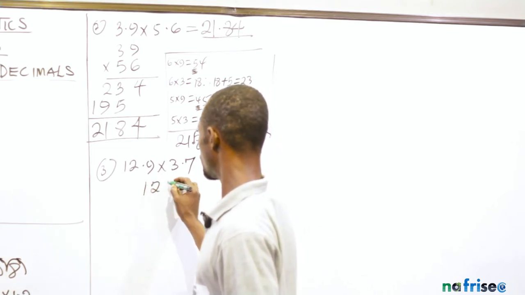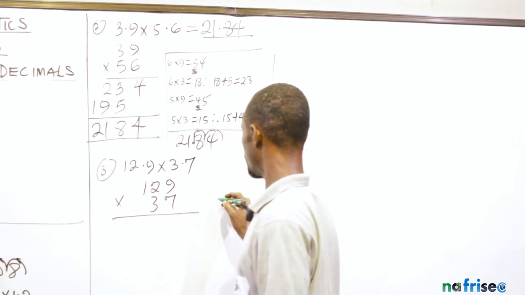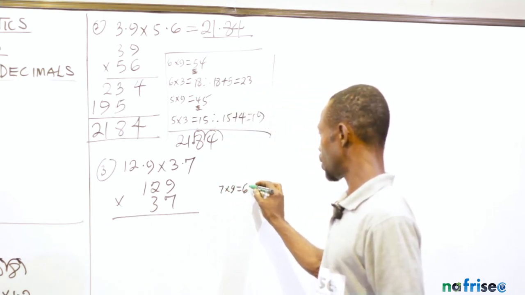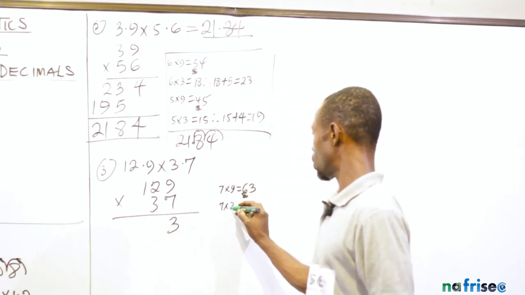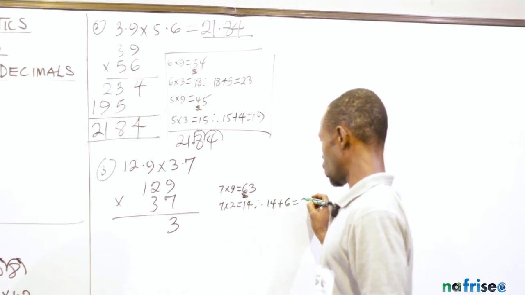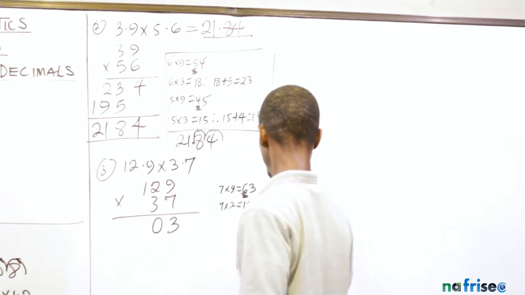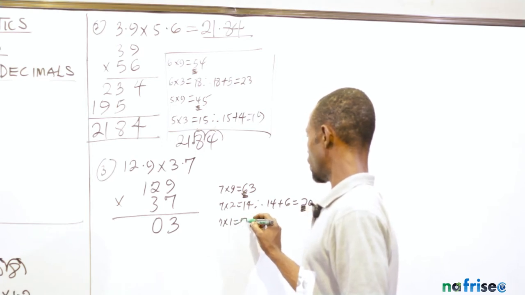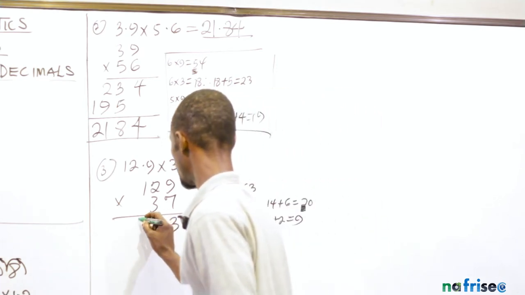So we take it as 129 times 37. Okay, let's do our calculations again. Let's come from here. 7 times 9 is 63. You write down 3, you carry 6. 7 times 2 is 14. Therefore, 14 plus that 6 will give me 20. So write 0, we carry 2. Then we take the last one. 7 times 1 is 7. Therefore, 7 plus 2 is 9. So we'll write a 9 here.